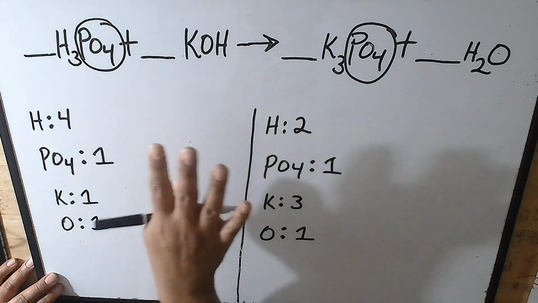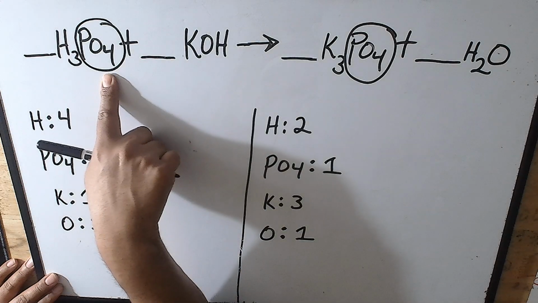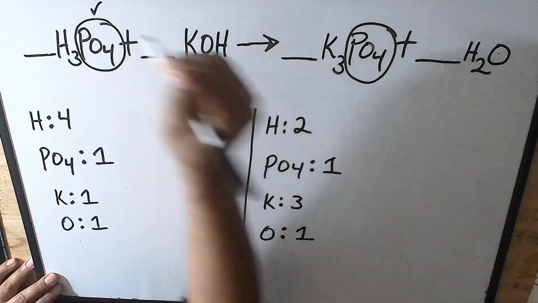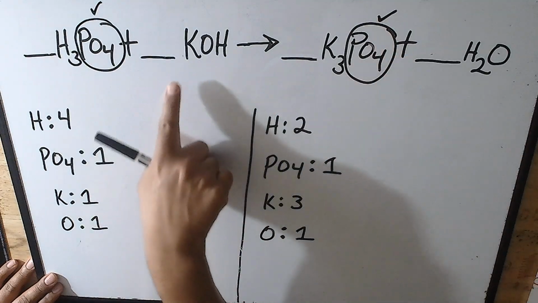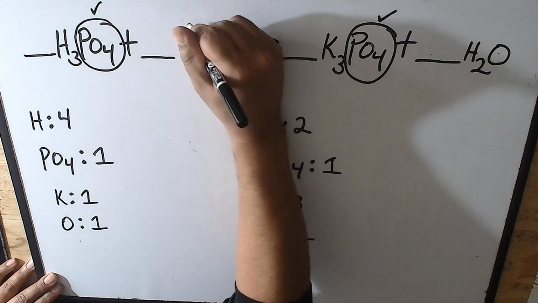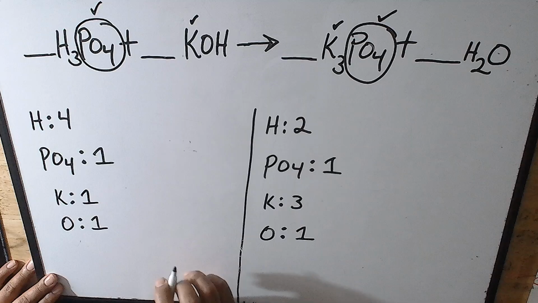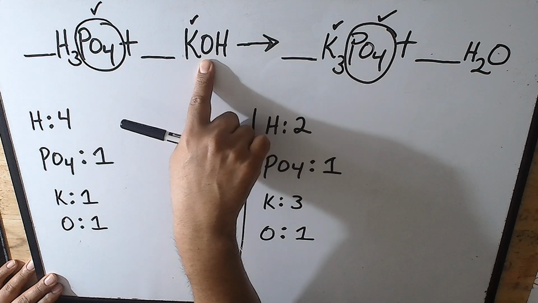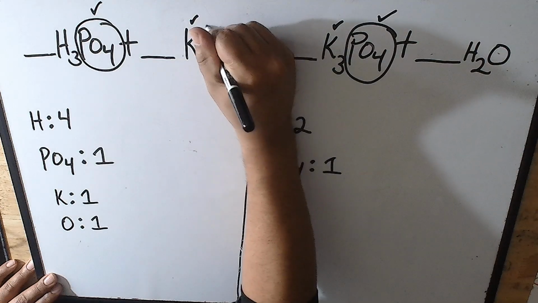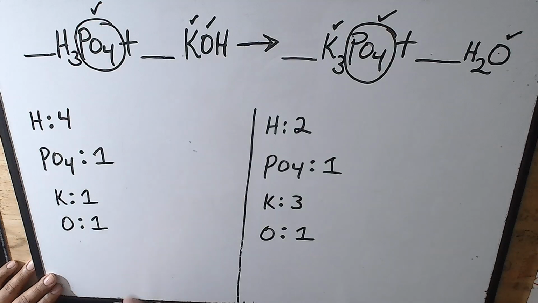So it's already a no. I'm not going to put a check mark on it. And then phosphate, it appears 1 time in the reactant side and 1 time in the product side. So I'm going to put a check mark. And then potassium, it appears 1 time in the reactant side and 1 time in the product side. So I'm going to put a check mark. And then oxygen appears 1 time in the reactant side and 1 time in the product side. And then we already talked about hydrogen.